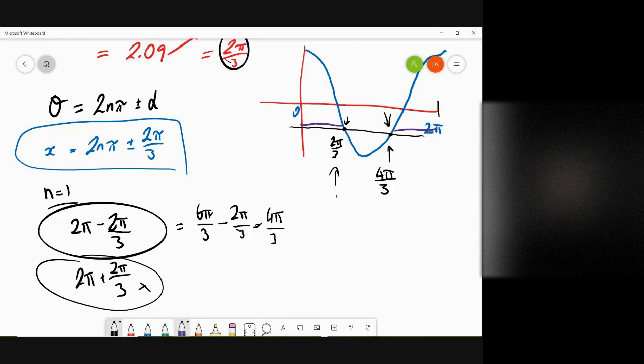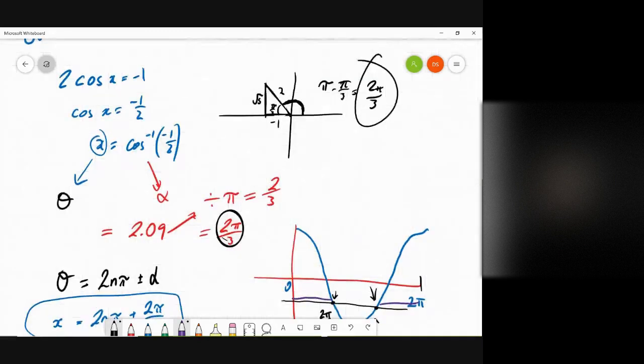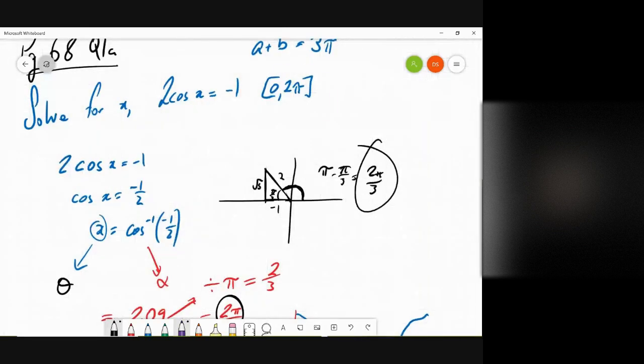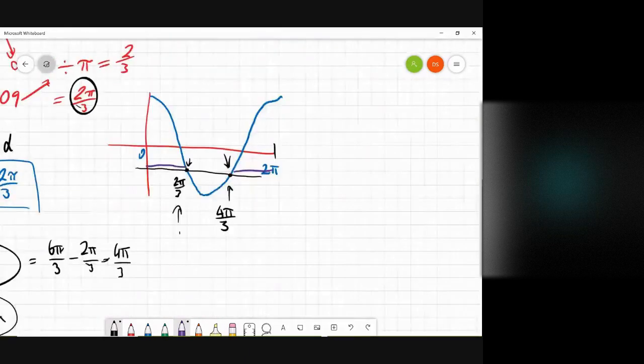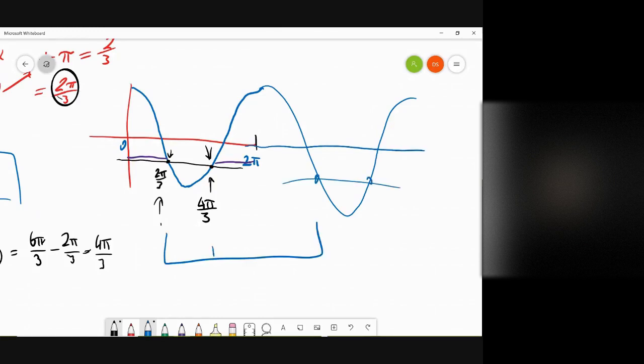Right. But if my question, instead of going between 0 and 2 pi, had gone from 0 to 4 pi, how many solutions would I get now? 4. Yeah, I'd get 4 solutions, because I'd have another 2 solutions there and there. But this one is pi after that, and this one is pi after that. And so I'd just have 4 solutions that I have to talk about.